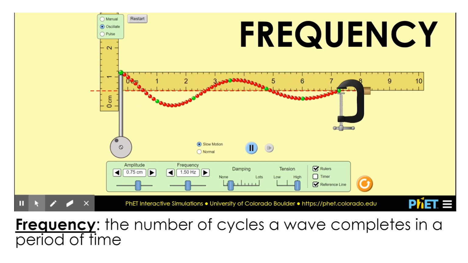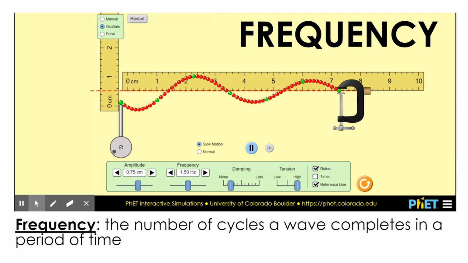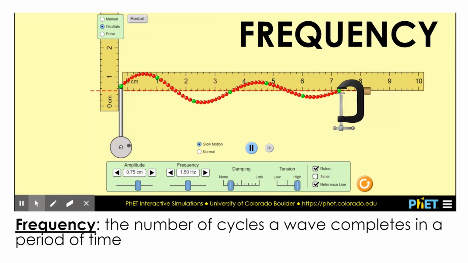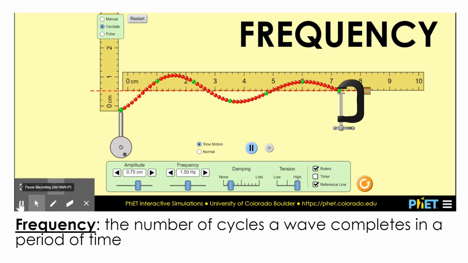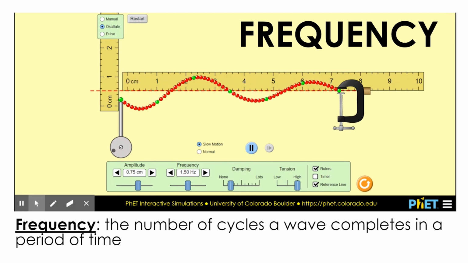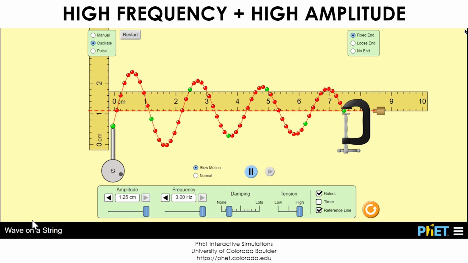Frequency is the number of cycles a wave completes in a period of time, or the number of times something happens in a period of time. So if we look at the 3 centimeter mark, every time a wave passes this point, we can count that as frequency. Now let's put what we've learned together.